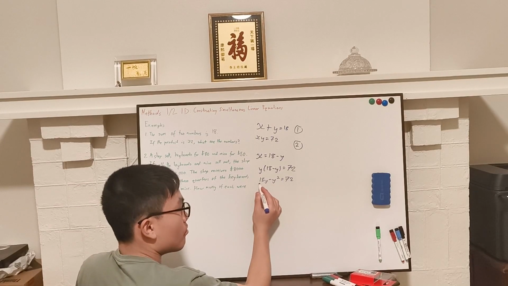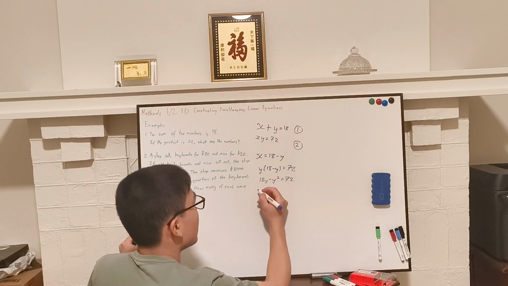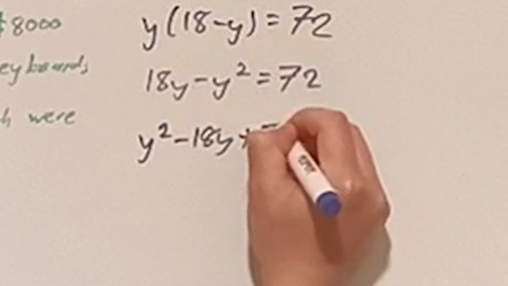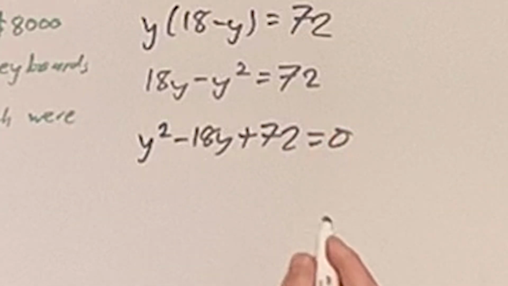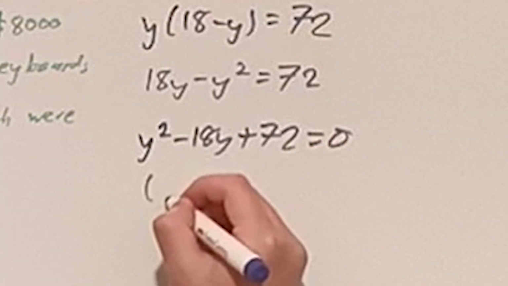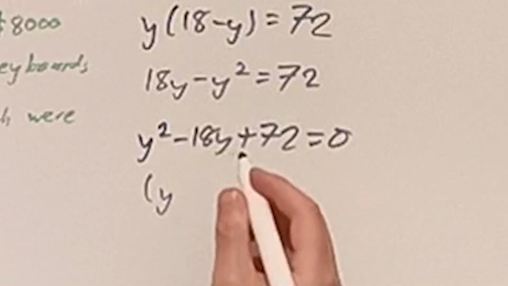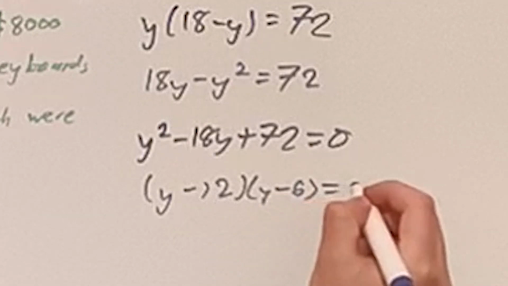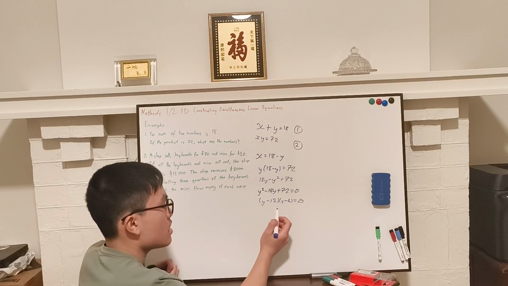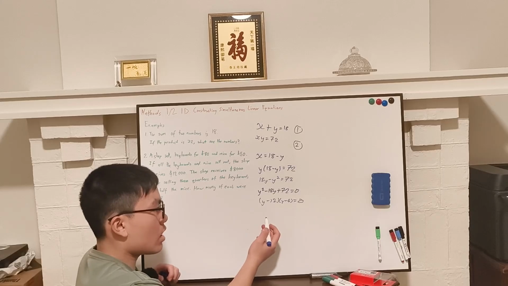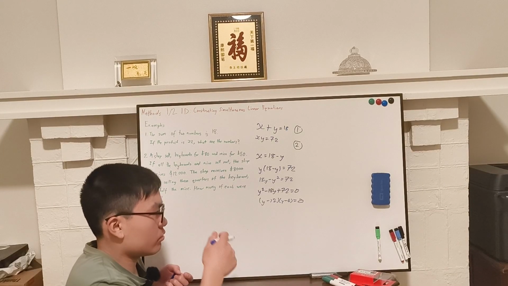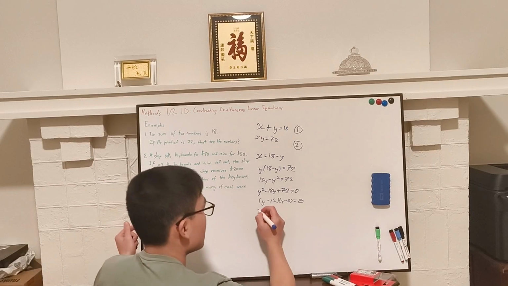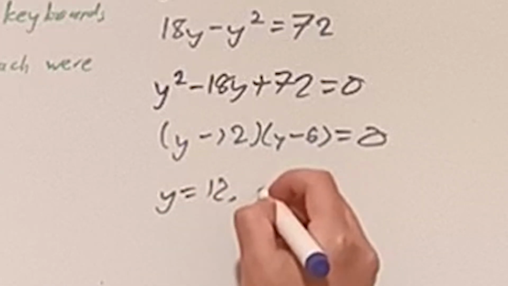We're going to bring the 18y minus y squared to the other side. So that becomes y squared minus 18y plus 72, and that's going to equal 0. Then we factorize this: y minus 12, and then y minus 6, equals 0. Now if you recall everything from quadratics, you're going to realize that here's the null factor law, and y equals 12 or 6.